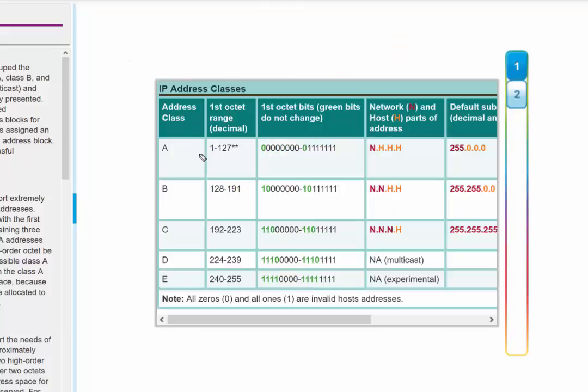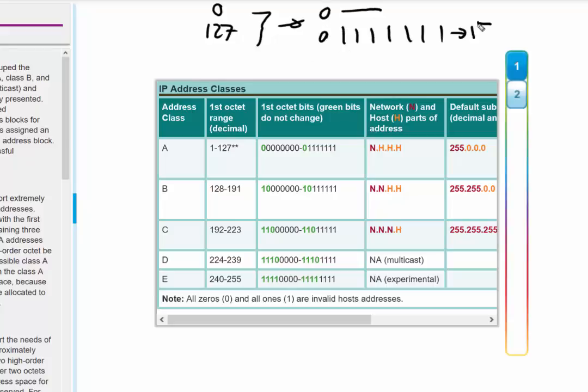So class A ranges from 1 to 127, or from 0 to 127. If you find the numbers that start from 0 all the way to 127, you will find that they all start with a 0 bit and then something. So 00000000 all the way to 01111111. So this is actually 127 and this is 0. Anything that starts with 0 is class A. And class A means that the subnet mask is /8, which means that you have 8 bits for network and 24 bits for host.